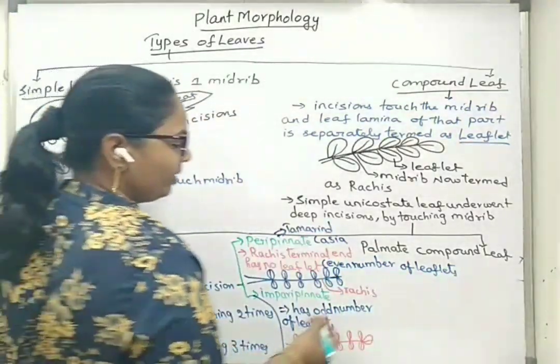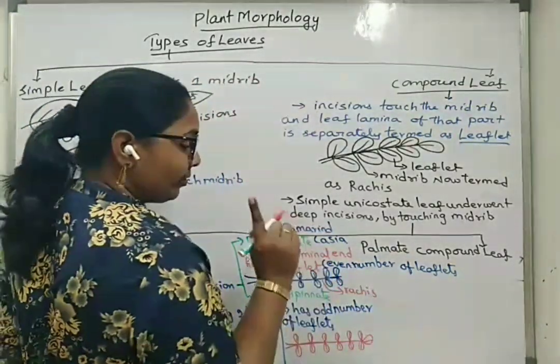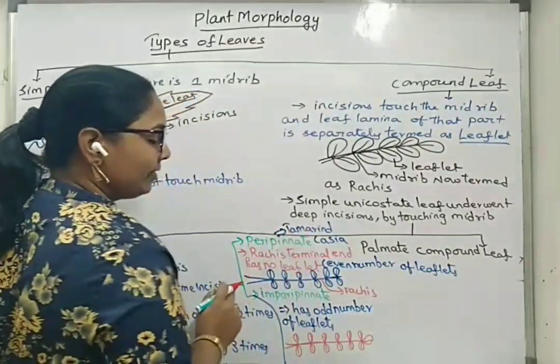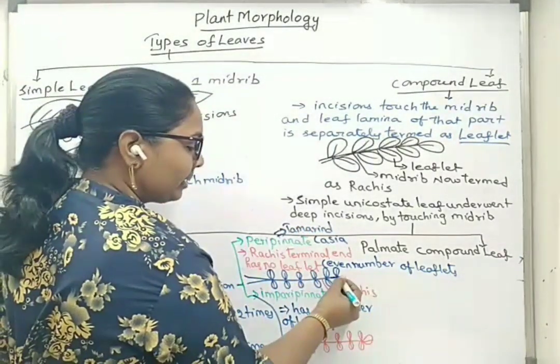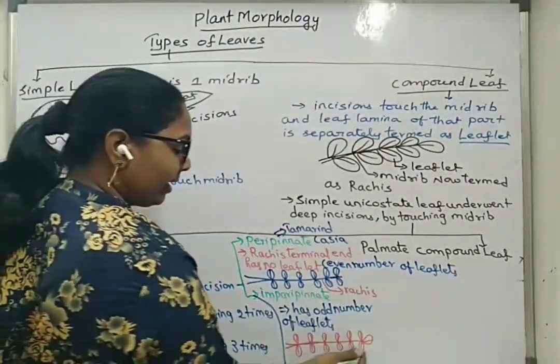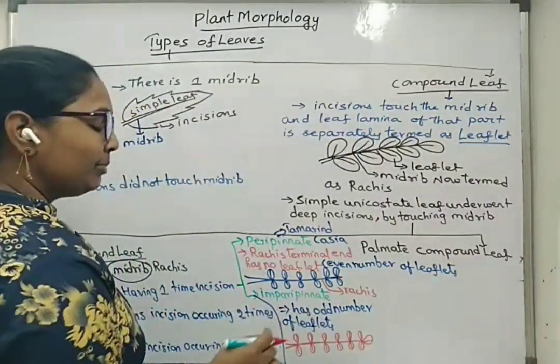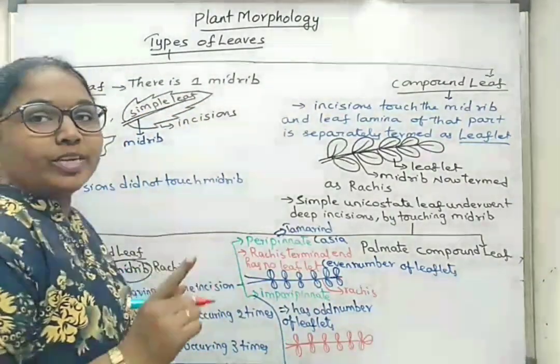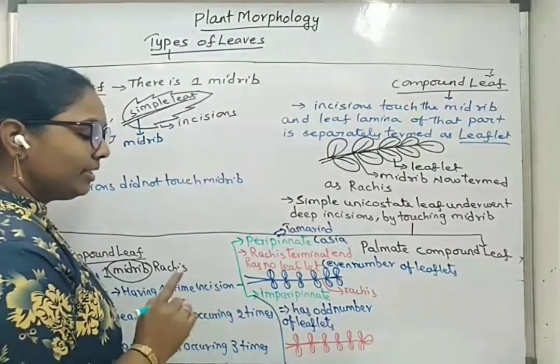Like this. So here the rachis did not end with one leaflet, it ended with paired leaflets. Sometimes the tip does not have any leaflet, but here the rachis is terminating with one single leaflet. So we say it is an odd number of leaflets.